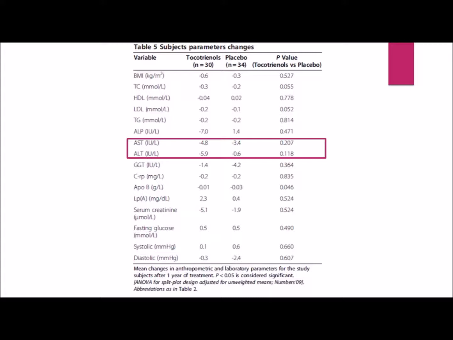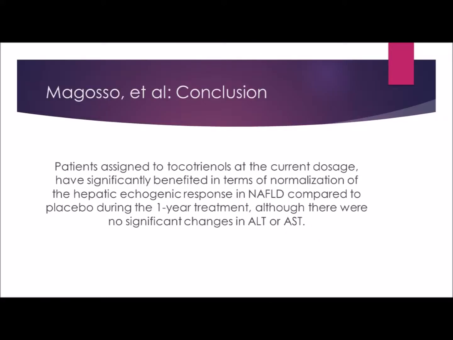This chart illustrates ALT and AST along with other lab values. We can see changes from baseline to post-intervention in both treatment and control groups. If you look, there were no significant changes in AST and ALT. Researchers were able to conclude that patients in the mixed tocotrienols group at 200 milligrams 2 times daily normalized the echogenic response in NAFLD compared to control. However, we can also conclude that there were no significant changes in ALT or AST from treatment to control groups.